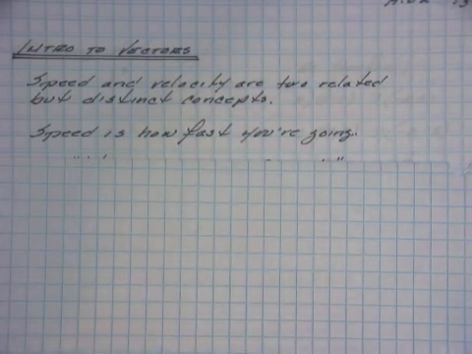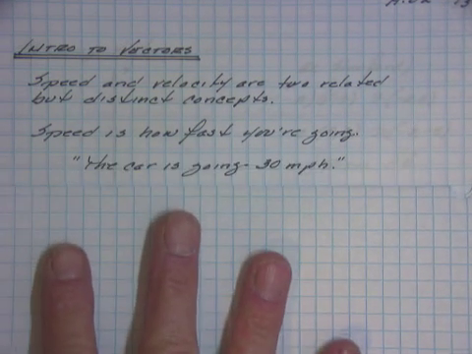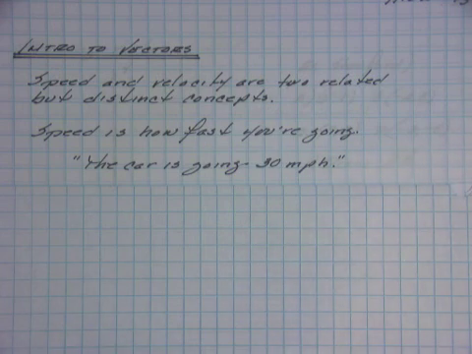Now, let's talk about it in concept first. Speed and velocity, those are two very related but very distinct concepts. So let's see how they're related and how they're different. Now, speed is how fast I'm going, okay? So speed is how fast you're going. You might say something like the car's going 30 miles an hour.